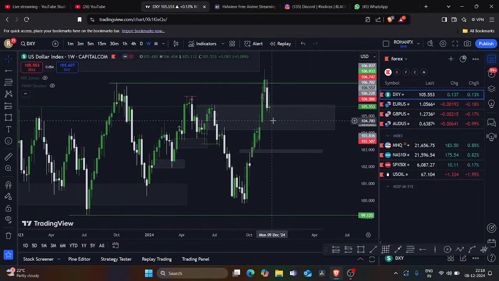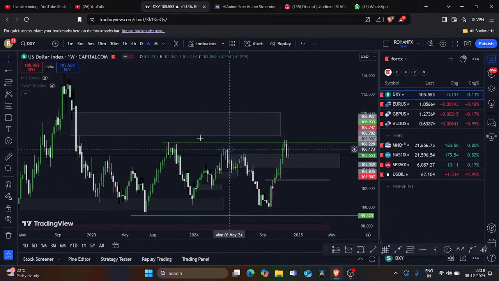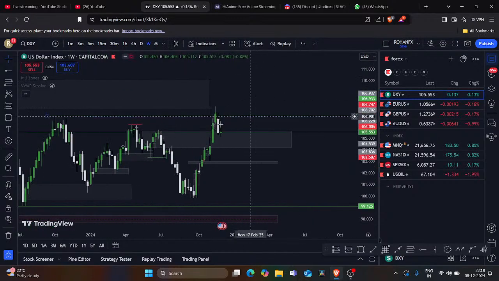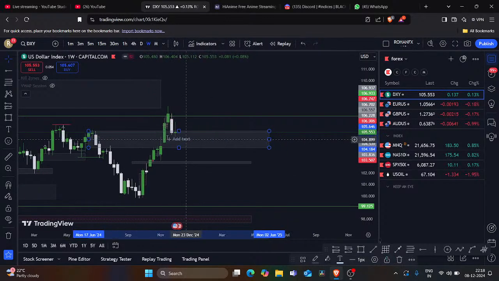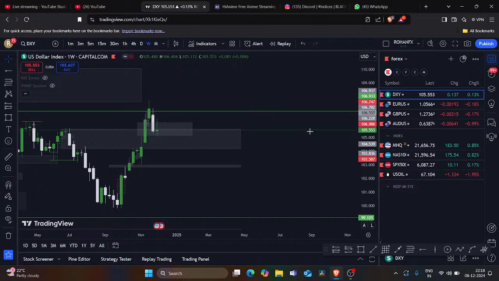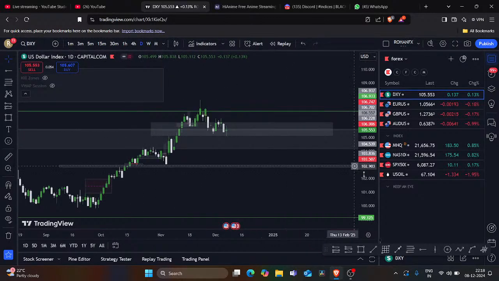So as of now, it has completely broken the structure, and there's a closing above the structure. Okay, so what I can see here is a breakup structure, or a change in state of delivery. After this, what I see here is this is a breaker block. Okay, so it is respecting this, and there's a fair value gap over here, this zone. So it is holding.